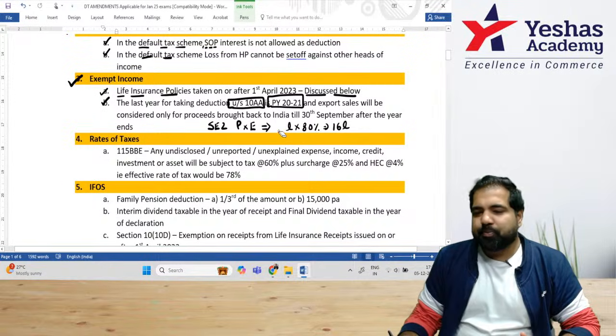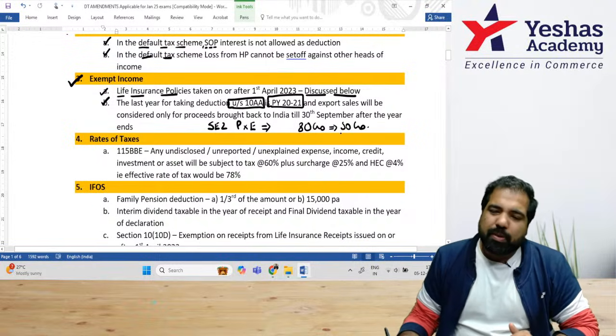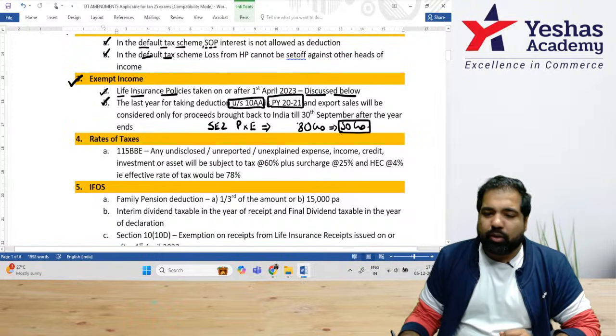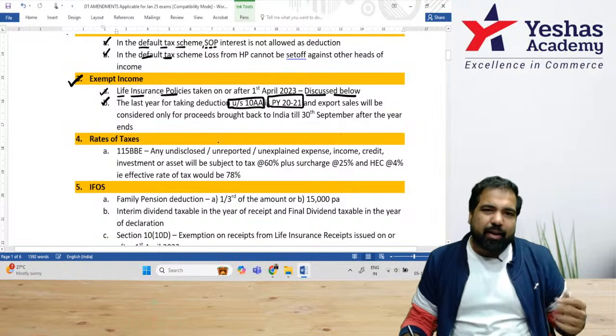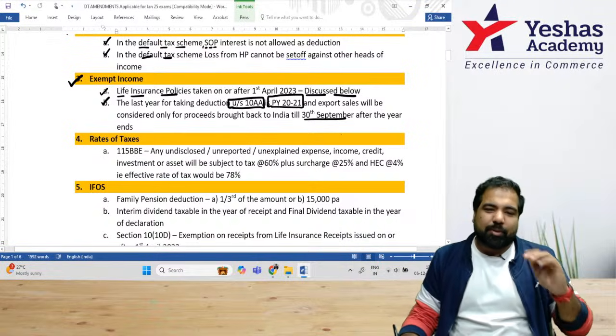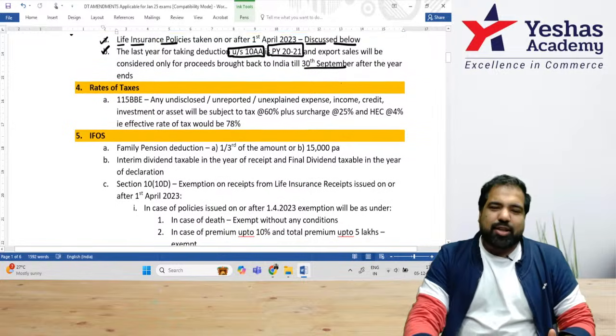Let's take an example. Out of 80 crore of export sales that you made, only 50 crore of forex you got back into India by 30th September. So basically the exemption calculation will be only on 50 crores, not on 80 crores. That's something you should keep in mind. The forex has to be received back. The date is 30th September, not 30th September during the year, but 30th September after the year. Alright, so that is two changes in exempt income.